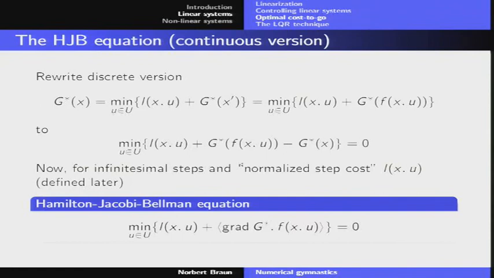Now, of course, for infinitesimal steps, so for steps that are potentially very small, then the step cost will be almost zero, so that makes no sense any longer, and we need this normalized step cost, L of x and q. And this equation is called the Hamilton-Jacobi-Bellman equation. And that's the central equation for the type of problem.